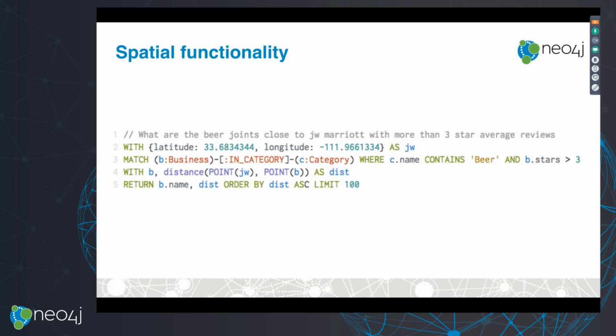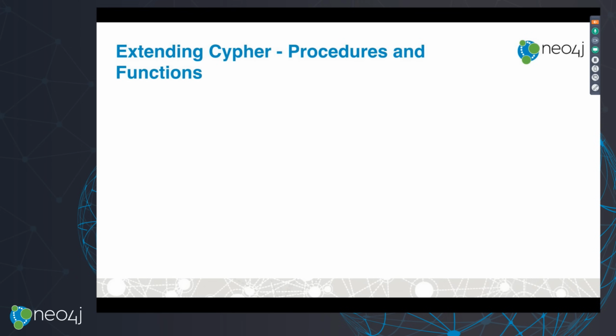I mentioned this briefly. We can also use some of the spatial functionality that's built into Cypher to search for businesses near us using latitude and longitude and a distance function. We can also extend Cypher with user-defined procedures and functions. So this is code that's deployed to the database, but that is then callable from Cypher. There are a few examples of this.